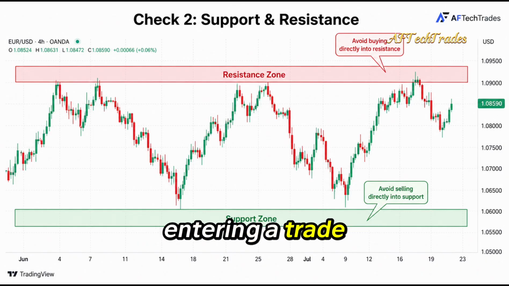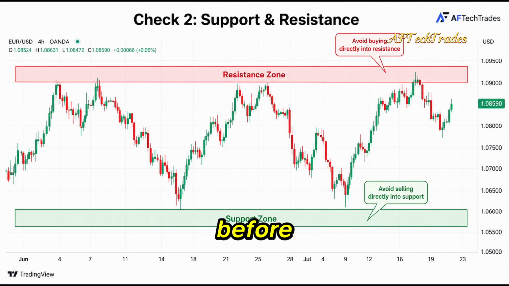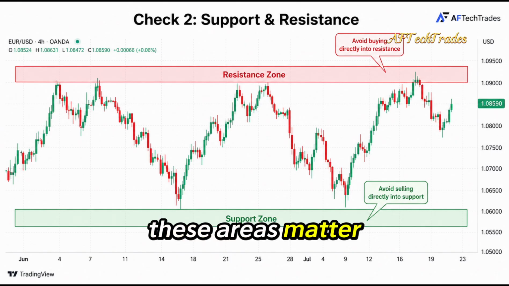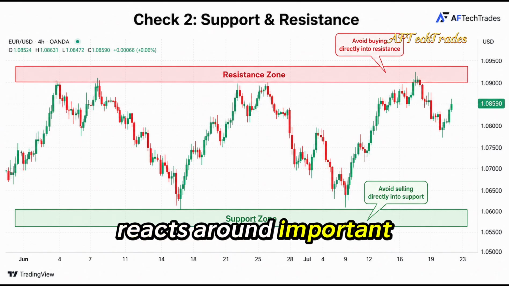Before entering a trade, look left on your chart. Where did price stop and bounce before? Where did price struggle before? Where did price reverse before? Where did price break and retest before? These areas matter because price often reacts around important levels.